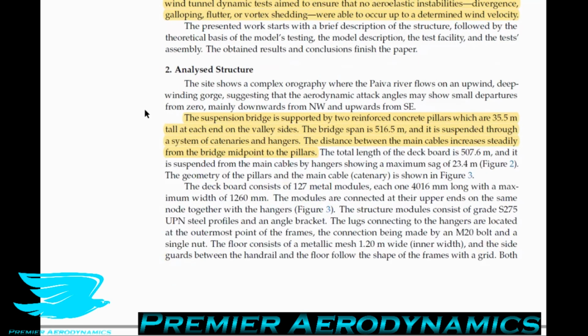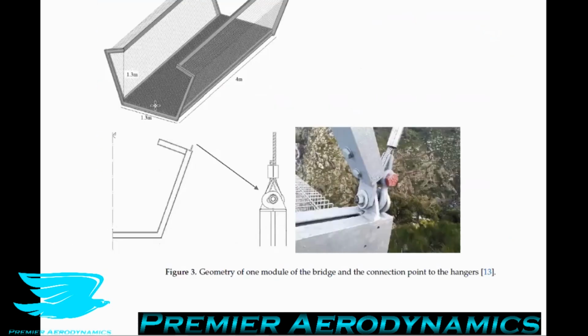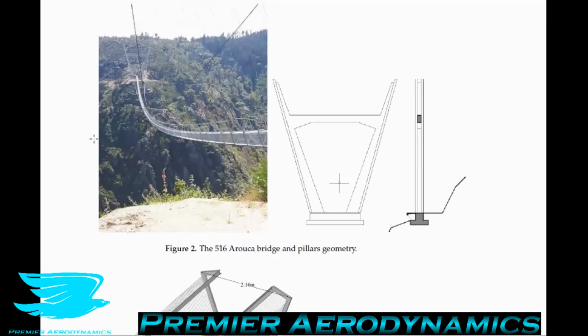So the suspension bridge is supported by 2 reinforced concrete pillars, this one, which are 35.5 meters tall at each end of the valley sides. The bridge span is 516 meters and is suspended through a system of catenaries and hangers. The distance between the main cables increases steadily from the bridge midpoint to the pillars. And then I have some figures here showing the bridges where it's really long and it snakes through like from one end to the other quite well.